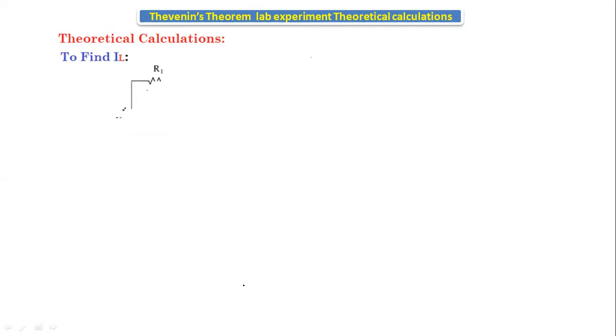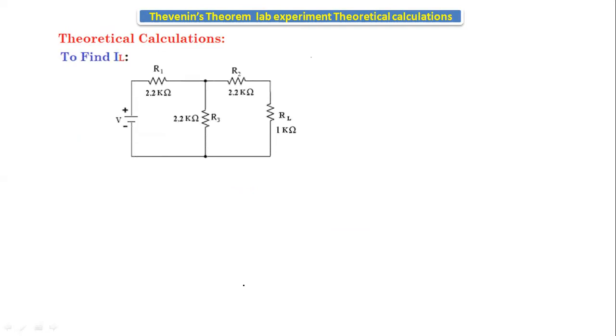First, to find the IL. To find IL, this is the given circuit. In this, the supply voltage is 15 volts. For the 15 volts, we have to find out the current passing through this branch, that is IL.